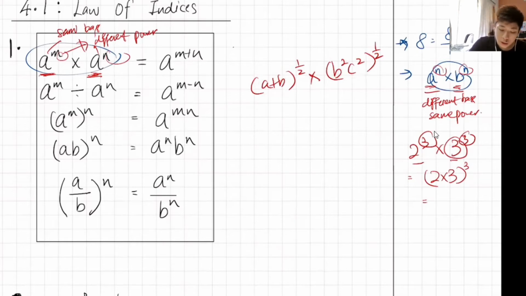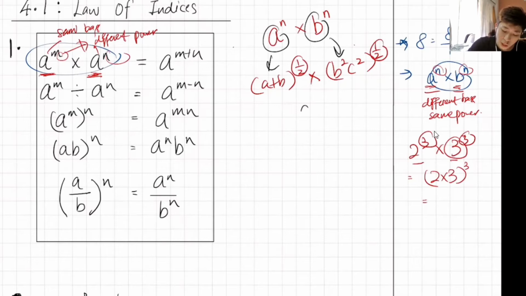Okay, on what basis, on what theorem, on what proof can I do this? When you have something to the power of n times a different base to the same power, the idea is same power. It doesn't matter what A is. It doesn't matter what B is. You can just simplify it to be A times B to the power of n.